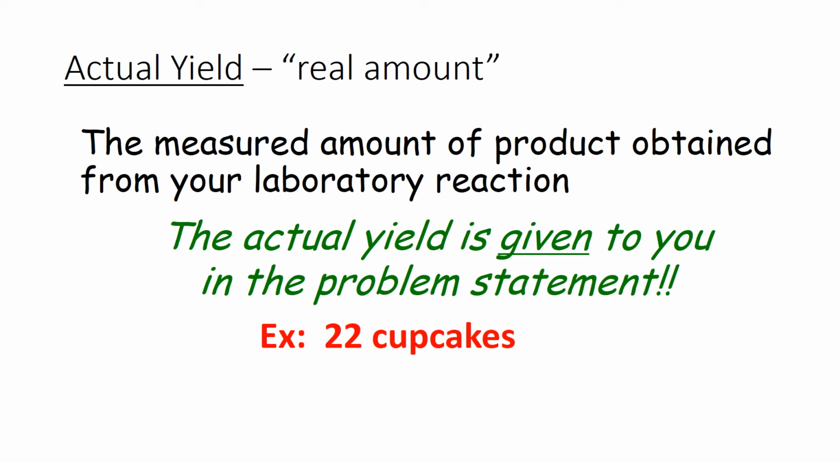The actual yield is the real amount that I made. It's a measured amount of product obtained in the laboratory experiment or the reaction. If you don't do an actual experiment, then it's something that's going to have to be given to you in the problem statement. An example of that would be the 22 cupcakes in my previous example.